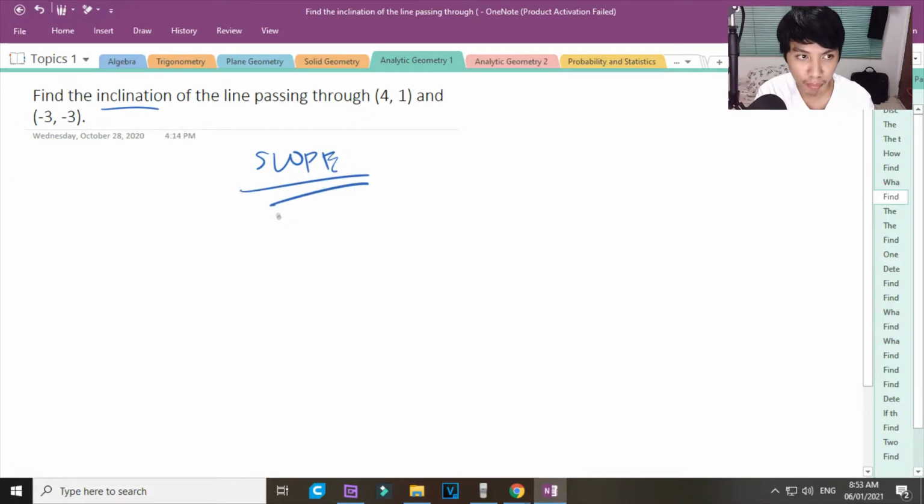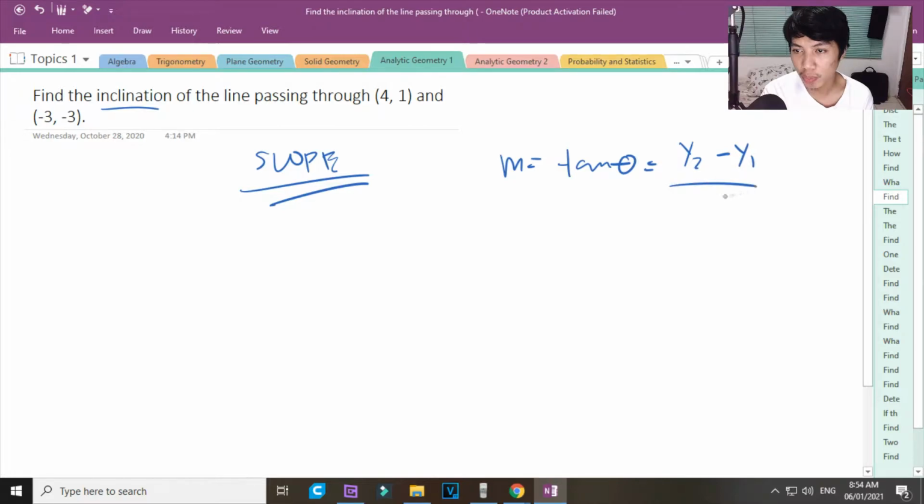of the line. Ngayon, pag sinamahan ng angle of inclination, the angle nung line, kasi ang slope mo is equal to tangent theta. And the slope is given by the formula na rise over run. Sa rise over run, di y2 minus y1 over x2 minus x1. Now, given naman yung points, then you can now solve for the slope of the line or the inclination of the line.